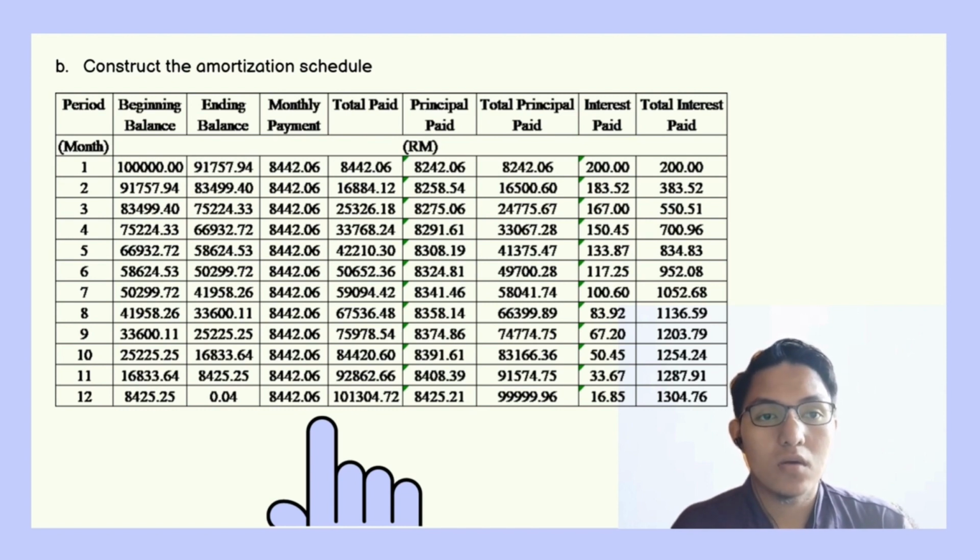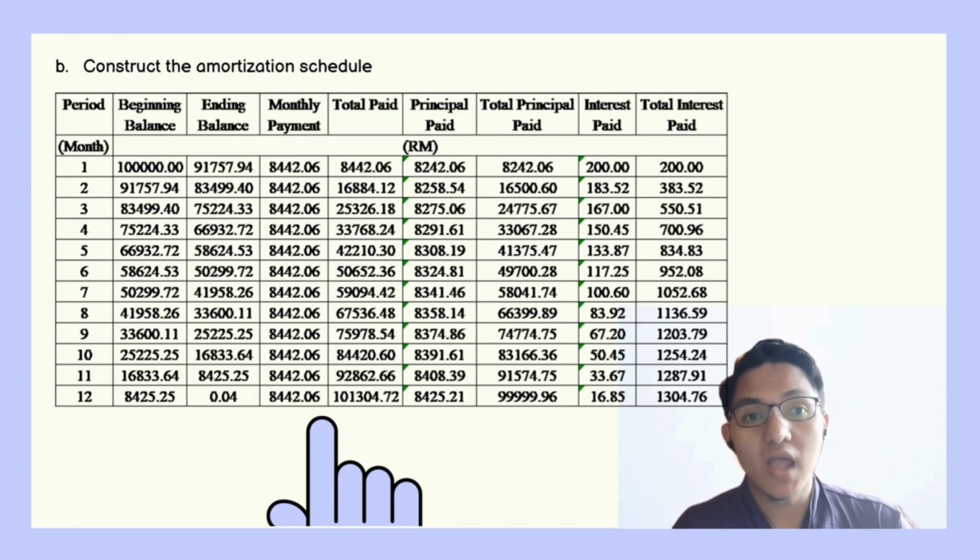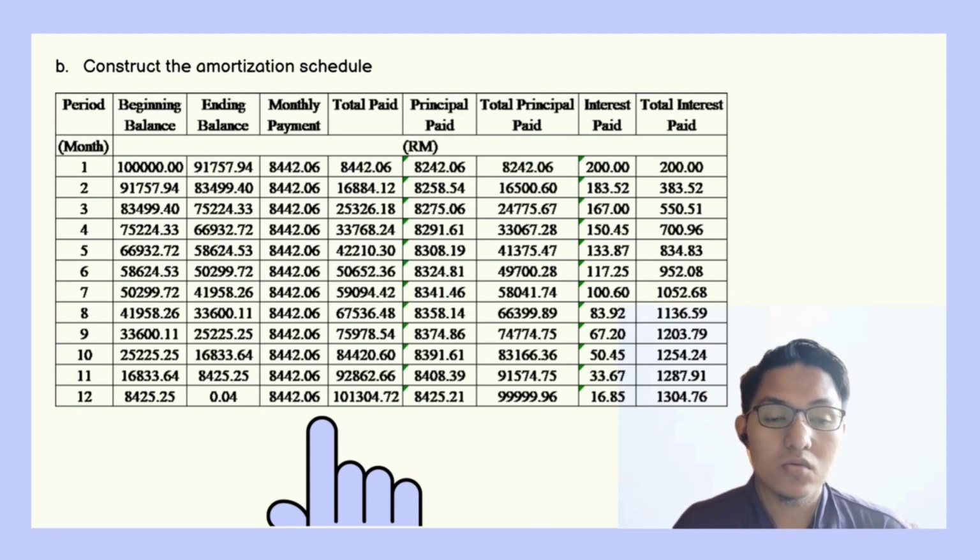So we're going to go for the interest calculation. The interest is the i that we calculated in question one before, which is 0.002, multiplied by the beginning balance. For example, for period 1 or month 1, i equal to 0.002 multiplied by the beginning balance of month 1, $100,000. We get the interest for month 1 is 200.